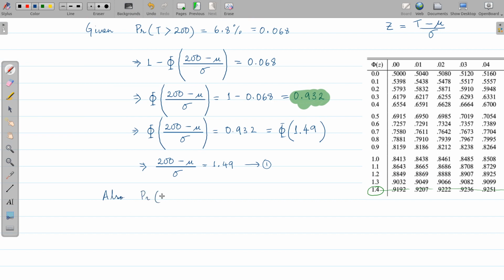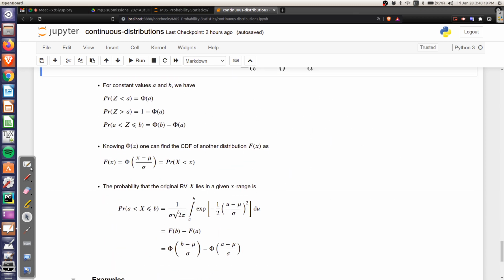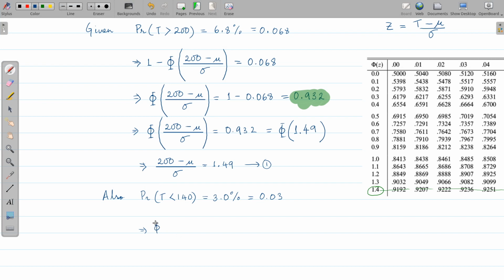Another thing which is given is for time t less than 140 milliseconds. This is given as 3%, which means 0.03. When it is less than, we simply use phi of a. So this will be equal to phi of a. What is a? 140 minus mu, divided by sigma. Remember phi, the argument is z, this is the random variable t, we have to make this transformation. This is equal to 0.03. Now what will this value be?